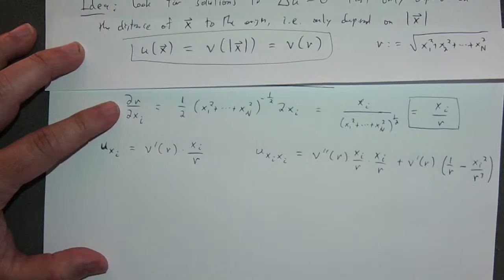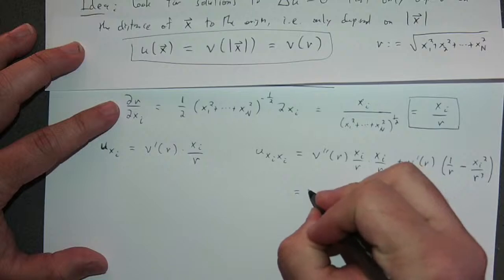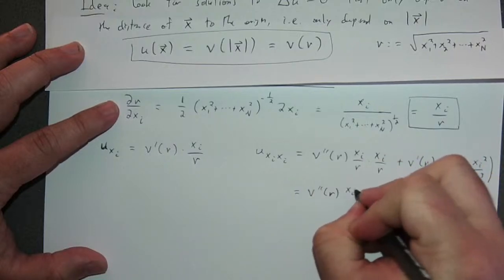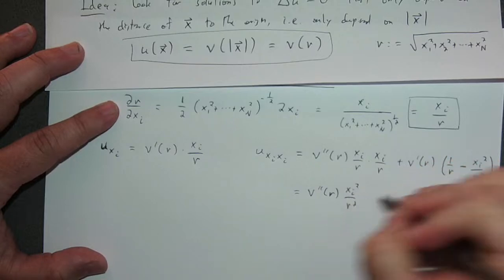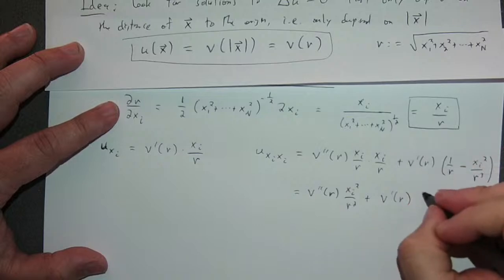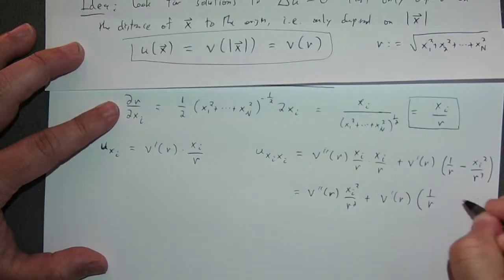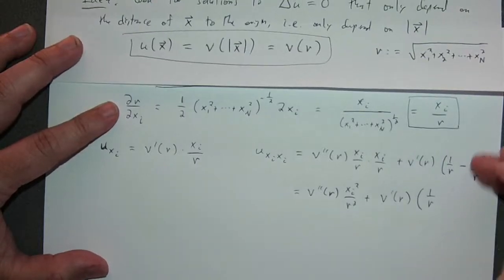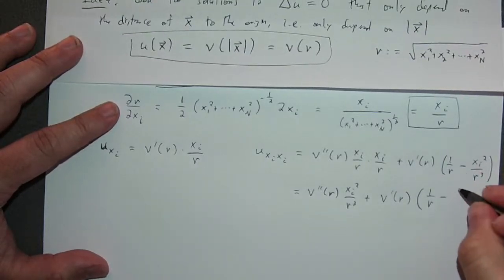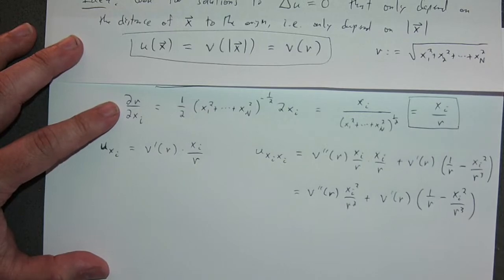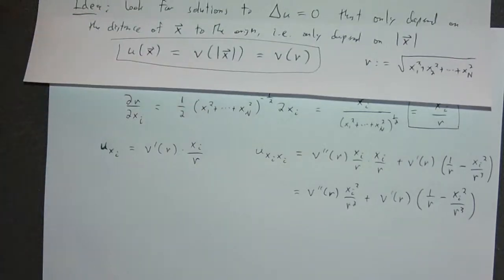Rewriting this real quick, this is v double prime of r times x sub i squared over r squared, plus v prime of r times 1 over r minus x sub i squared over r cubed.